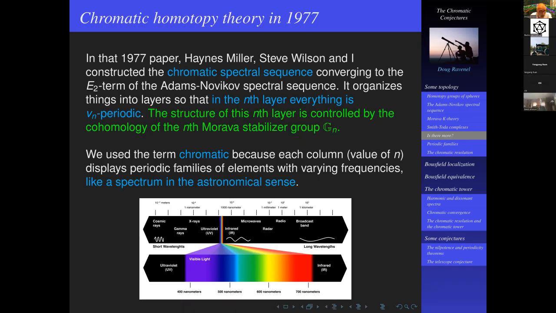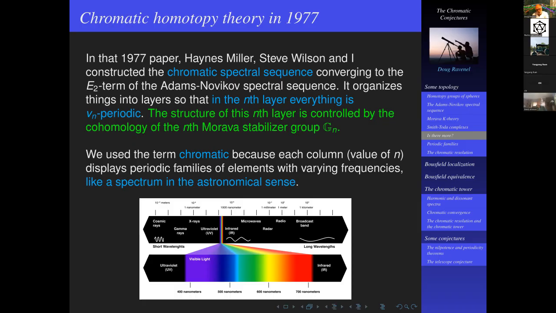Now, I should point out that I'm using the word spectrum in this talk in two very different ways. I just mentioned the spectrum in the astronomical sense. A spectrum in the astronomical sense is something you get by taking the light from a star and running it through a prism and breaking it down into various wavelengths. And in those wavelengths, you might see certain lines. That's a spectrum in the astronomical sense of the term.